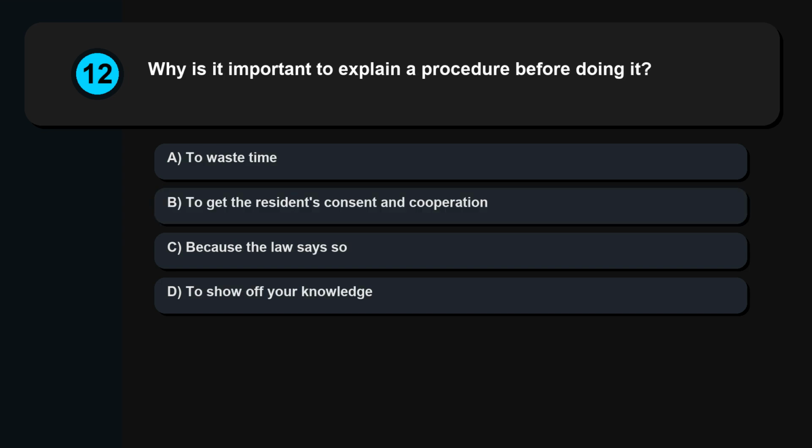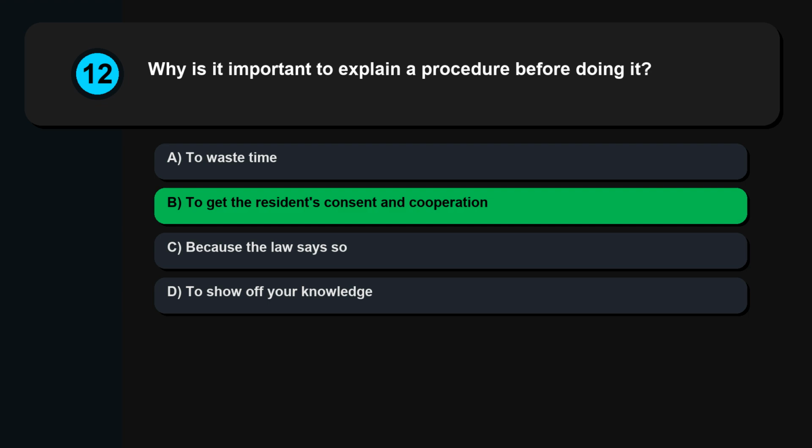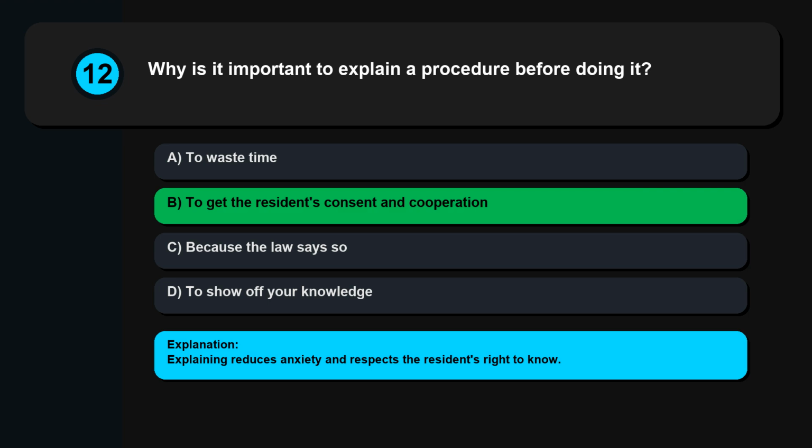Question 12. Why is it important to explain a procedure before doing it? To waste time. To get the resident's consent and cooperation. Because the law says so. To show off your knowledge. Explaining reduces anxiety and respects the resident's right to know.